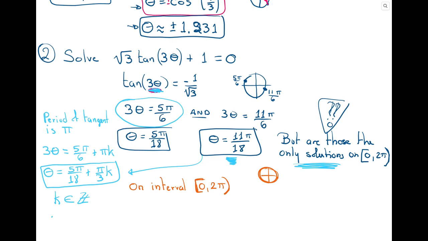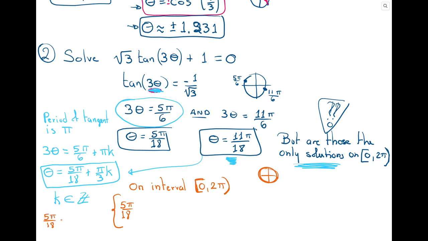Now, the very first one I had was 5 pi over 18. So when k is 0, the first solution I have is 5 pi over 18. When k is 1, that will give me, and I'm not going to do all of them, because once you see how it goes, you should be able to figure that out on your own anyway.